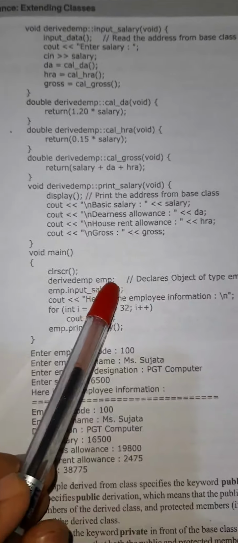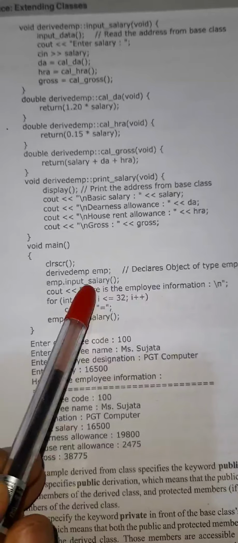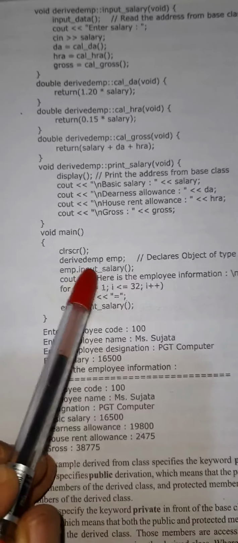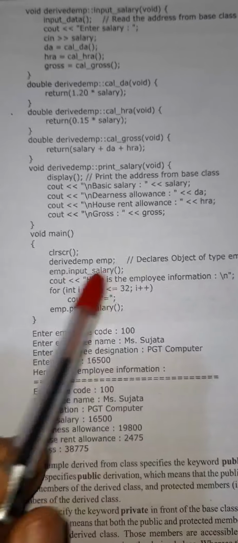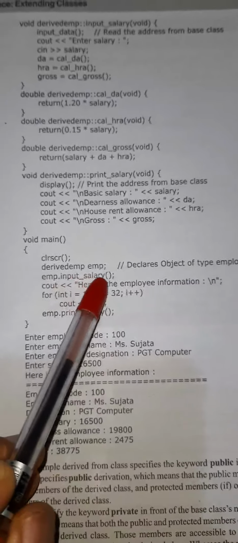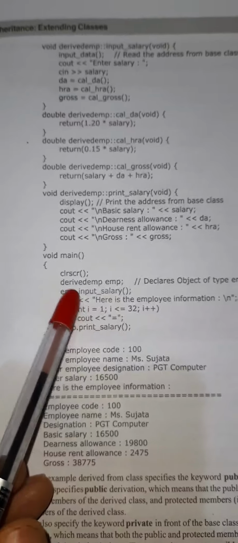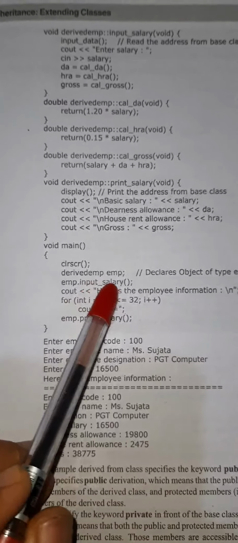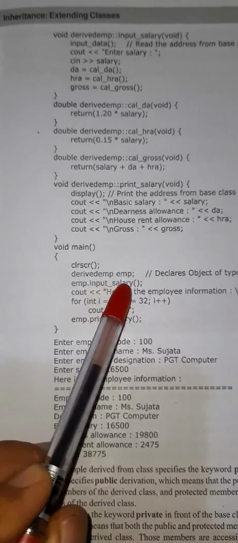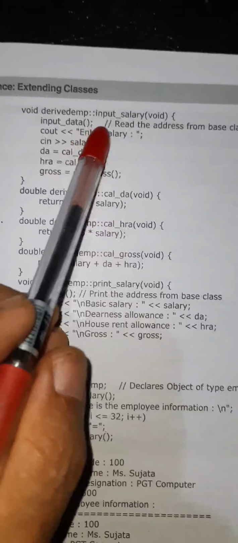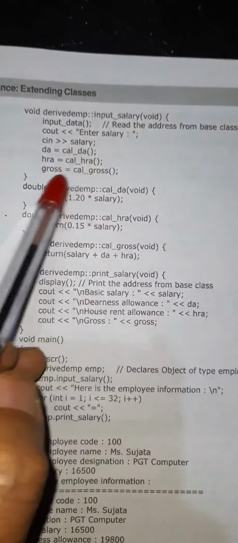After that, emp.input salary: the object is invoking this function input salary using the dot operator. So emp dot input salary, this function input salary is called. It goes in search, and then it executes this function body.